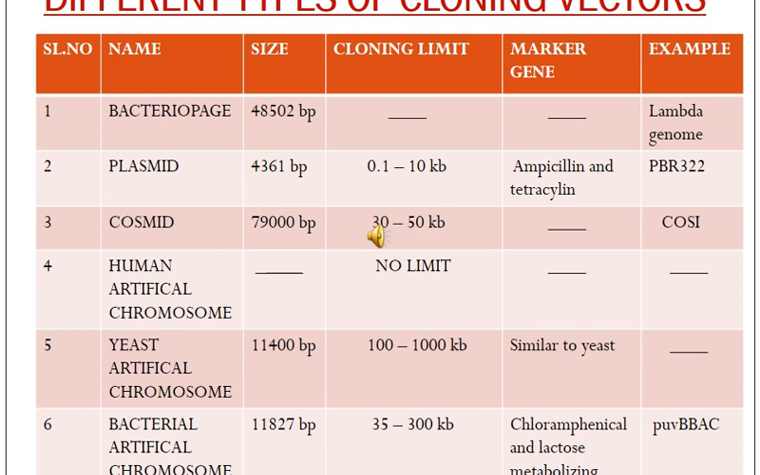So these are all the types of cloning vectors with reference to their size, limit, marker gene, and example. You have to learn and memorize this, very very important.